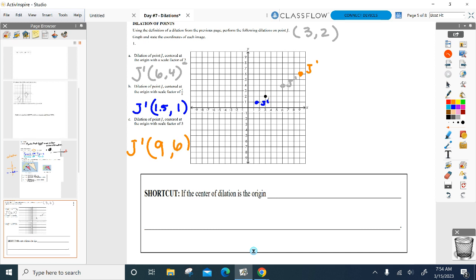So everyone see how we're dilating. We're using slope, and either I double it, I triple it, or I take 1/2. I'm not going to get too much crazier than those scale factors. All right.